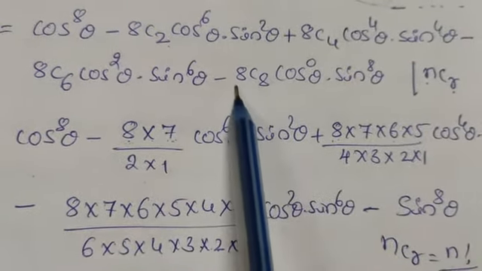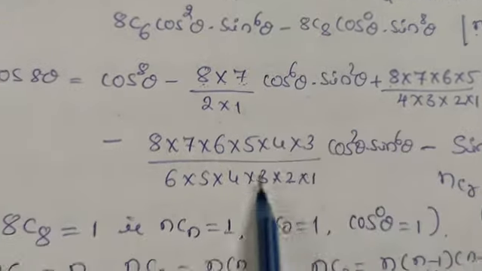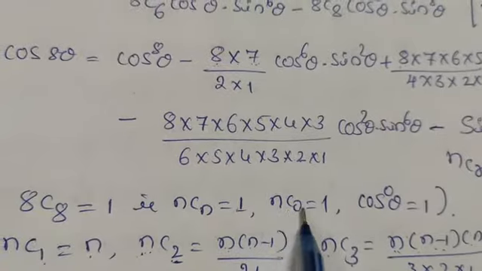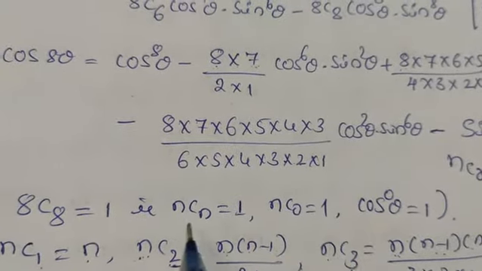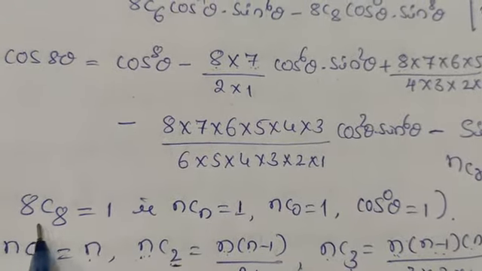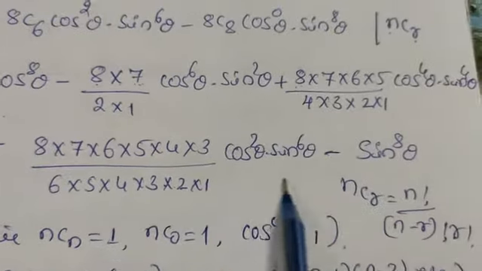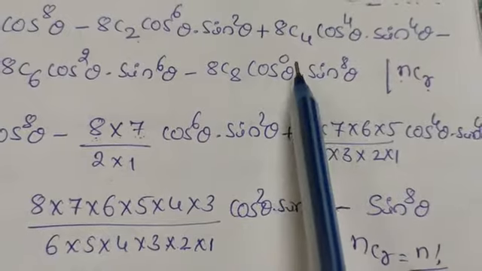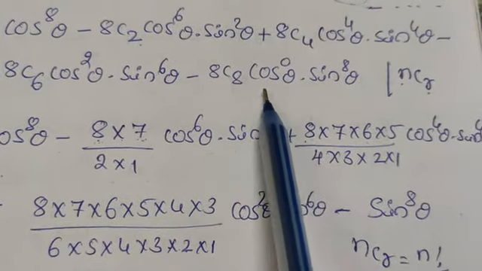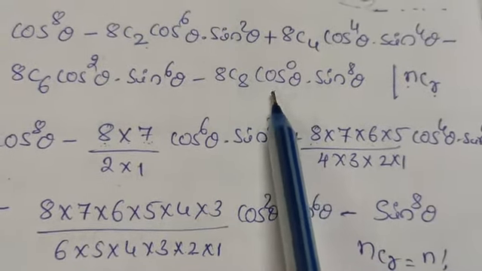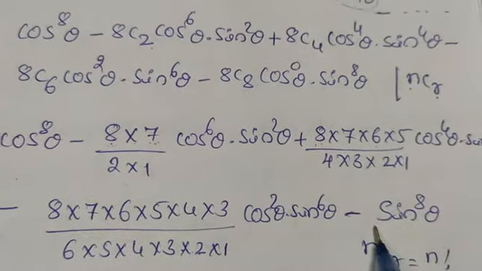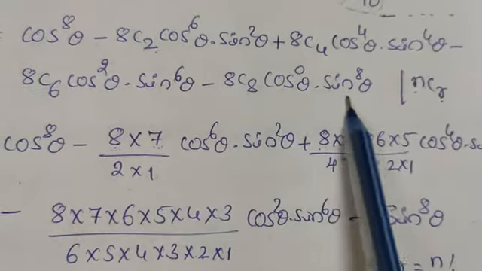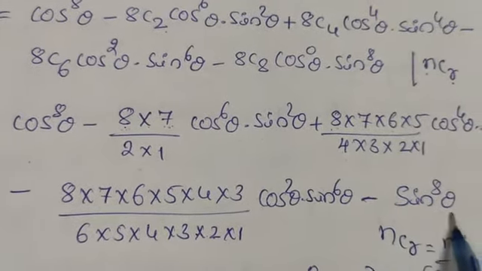Minus 8c8. We have one general formula here: nCn is 1, nC0 is also 1. So here we have 8c8 is equal to 1, and cos raised to 0 theta means cos to the power of 0. We know anything to the power of 0 is always 1. So this is 1 and it is also 1, and only what remains is sin raised to 8 theta.